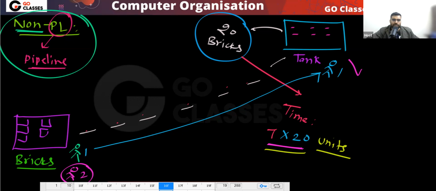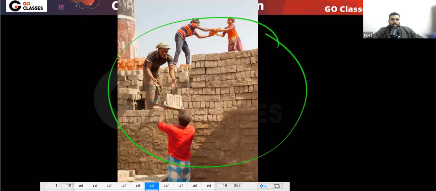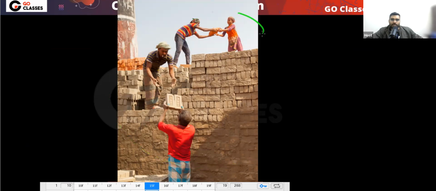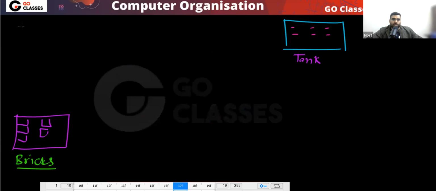Now what is the better thing to do? For example, all these people don't know what computer architecture is, but they understand pipeline. They don't understand computer organization, but they understand pipeline. So tell me what they will do. They will create a pipeline. These are the 7 steps, so now what will happen? One person will stand here.